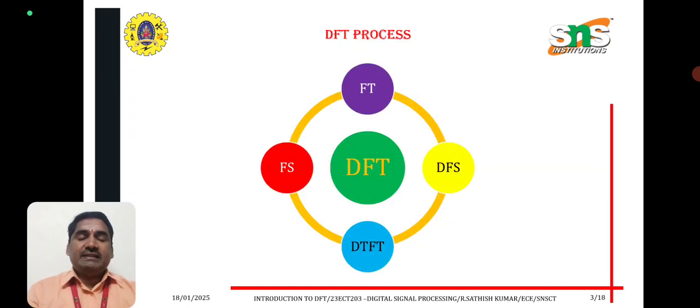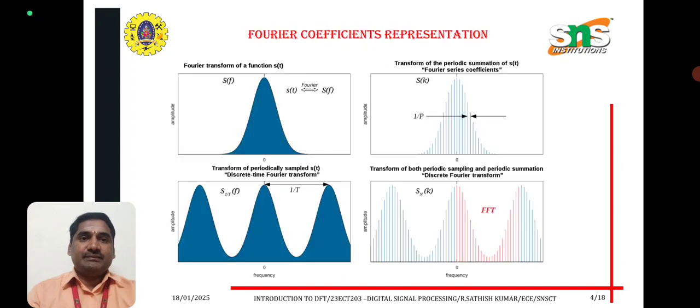Next one, the discrete Fourier transform process. First, the Fourier series. From the Fourier series, we can analyze the Fourier transform, and then the discrete Fourier series, and then the discrete time Fourier transform. With the help of the discrete time Fourier transform, we can analyze the DFT, and then the FFT, fast Fourier transform. This is the discrete Fourier transform process.